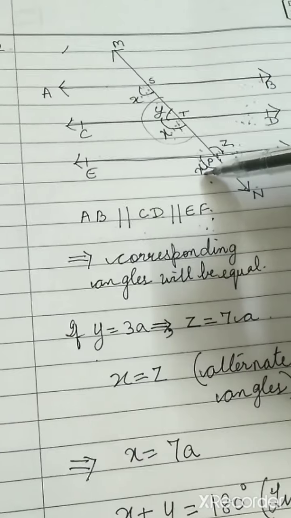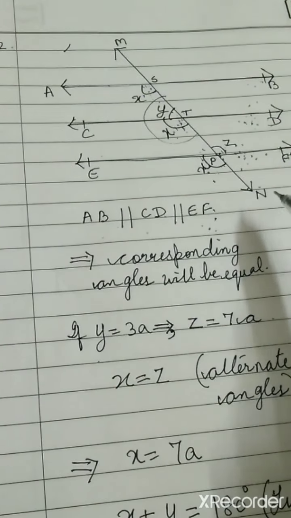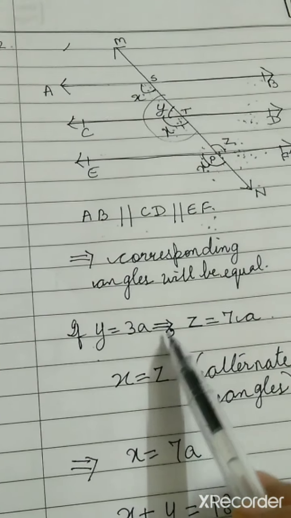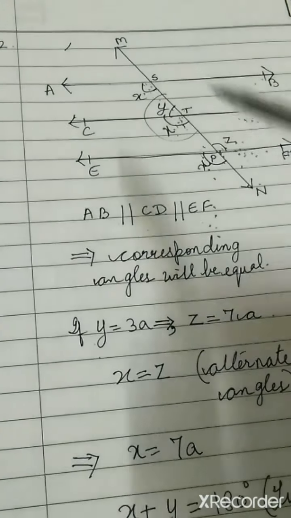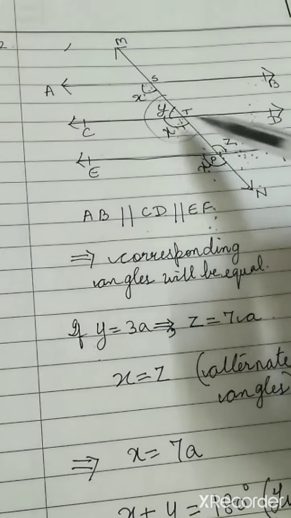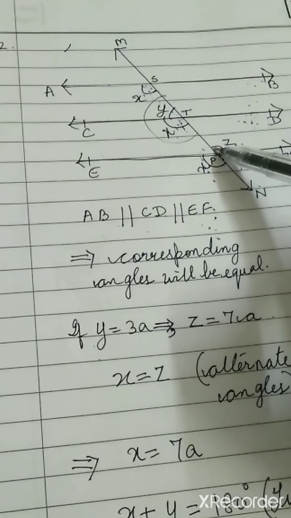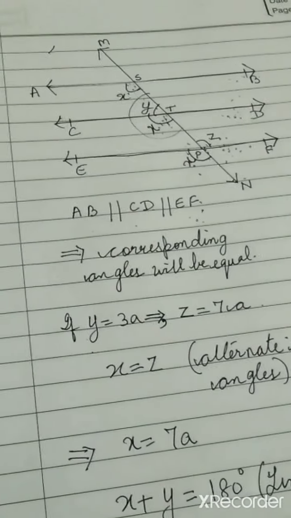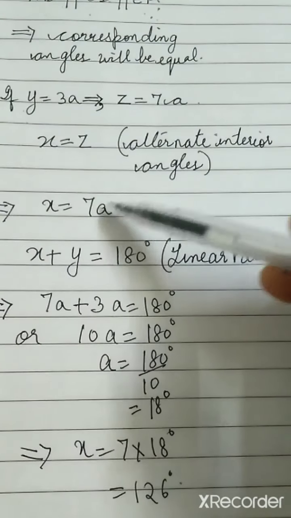We get this. Now next we are given in the question that y and z are in the ratio 3:7. What does that mean? That if y is equal to 3a, then z will be equal to 7a. Okay, and now see from the diagram that x and z are alternate interior angles, and because the lines are parallel, therefore alternate interior angles will be equal. So x is equal to z. Therefore x is equal to 7a.